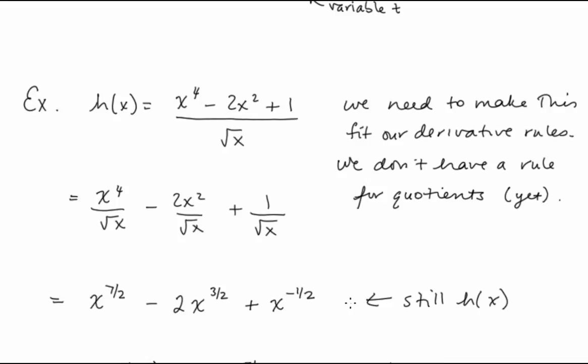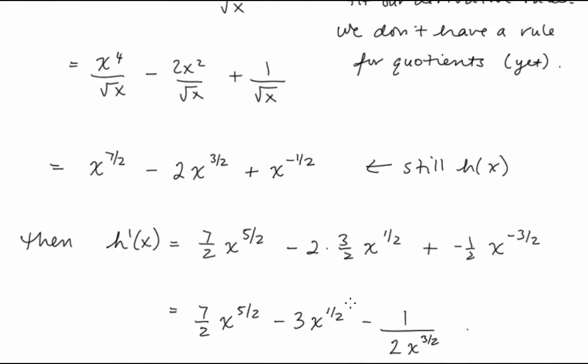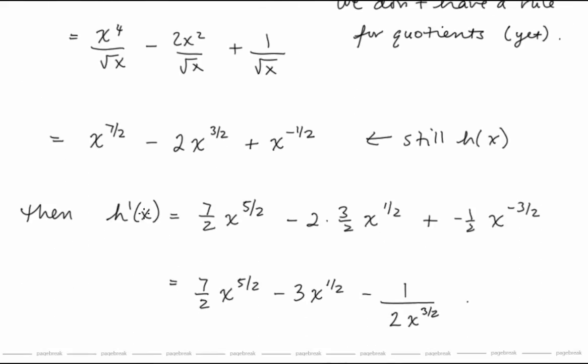And remember, this is still the original function h of x. We didn't take our derivative yet. Now we can write h prime of x is equal to, and take the derivative. So we have 7/2 x to the 5/2 minus 2 times 3/2 x to the 1/2 plus negative 1/2 x to the negative 3/2. And then we'll rewrite this without negative exponents. And so we're here.